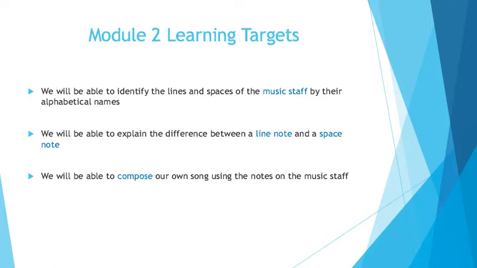Our learning targets for this module: we'll be able to identify the lines and spaces of the music staff by their alphabetical names. We'll be able to explain the difference between a line note and a space note. And we'll be able to compose our own song using the notes on the music staff.